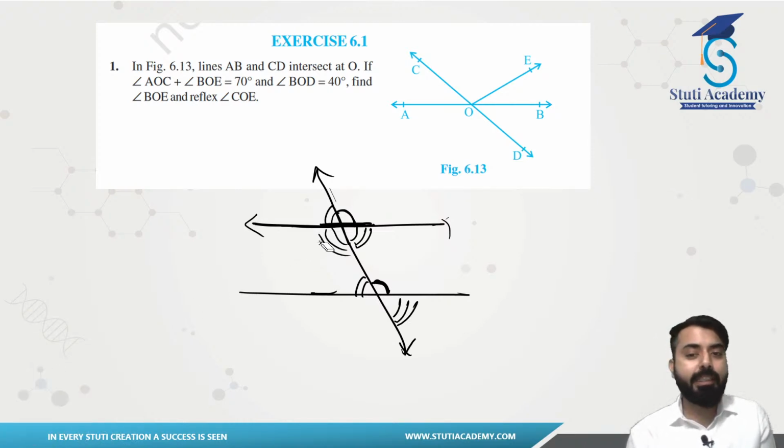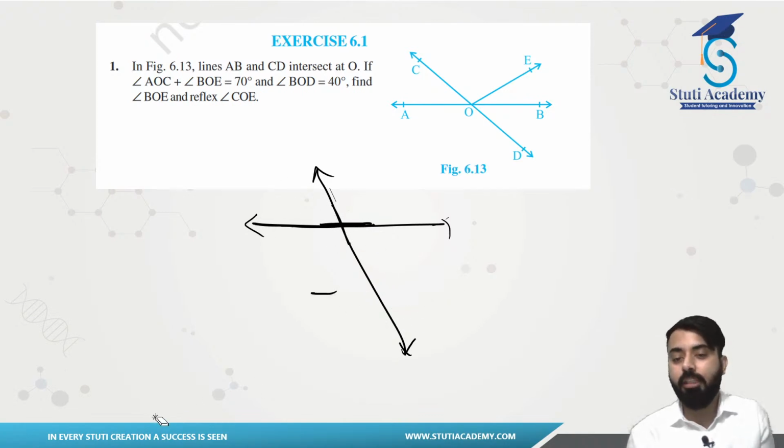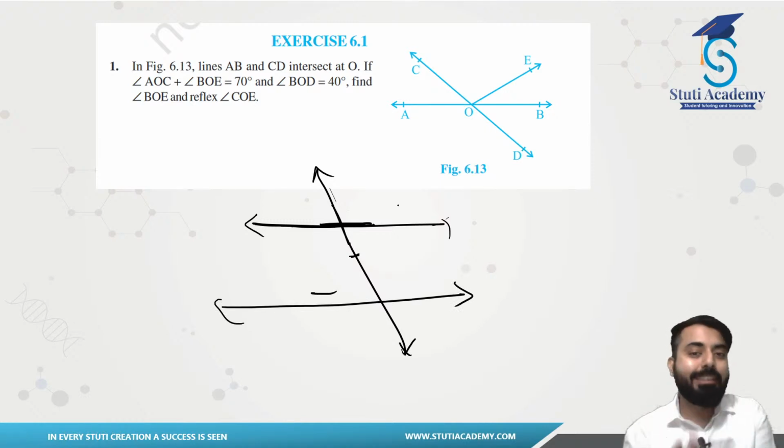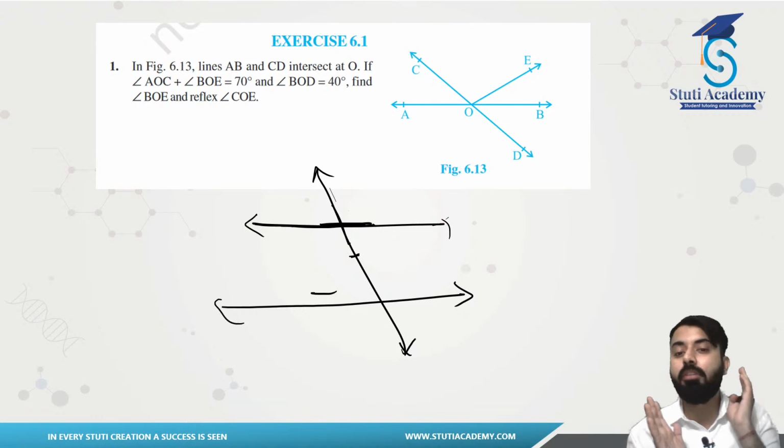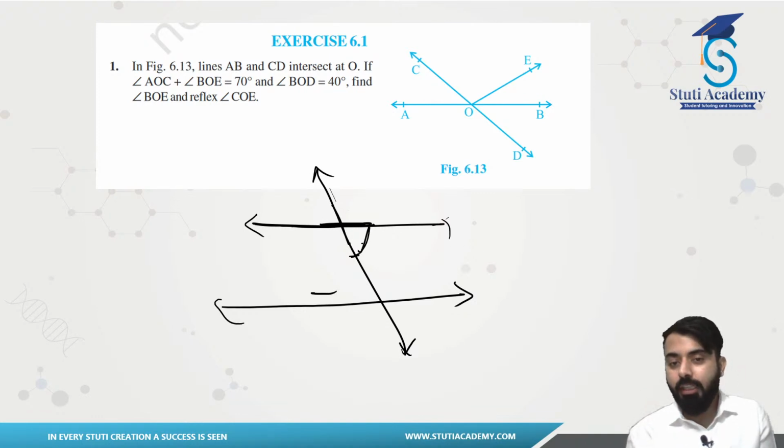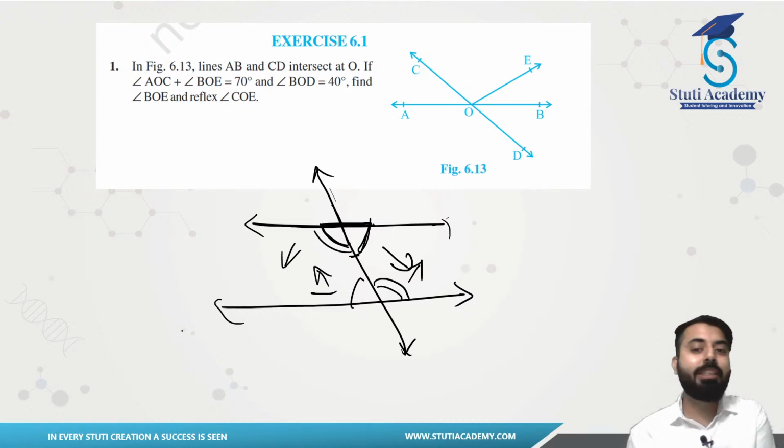Then we had alternate interior. So the pair of angles in parallel lines which were separated by your transversal, such that they were lying on the inside of the parallel lines but were facing away from each other. Like this angle will be facing downwards, this angle will be facing upwards. Similarly, this angle right here will be facing downwards, and this one right here will be facing upwards. So these were your alternate interior angles.